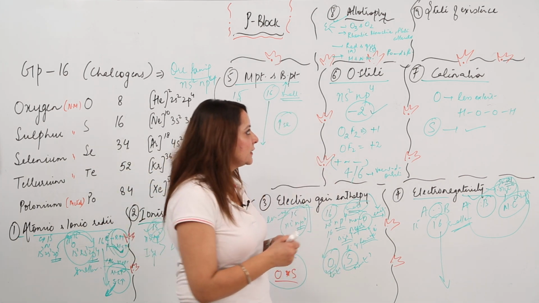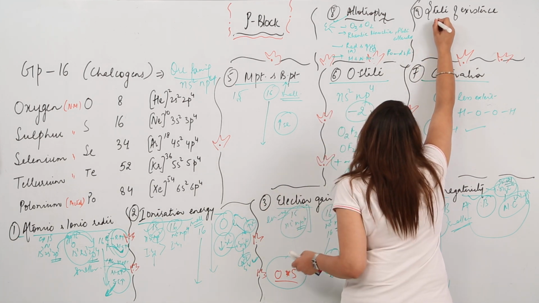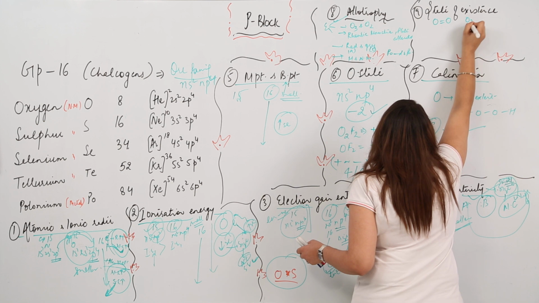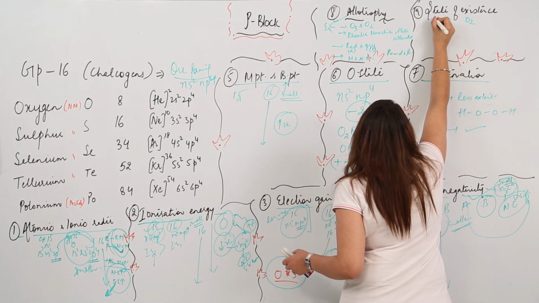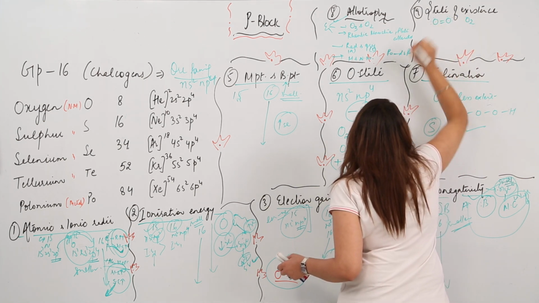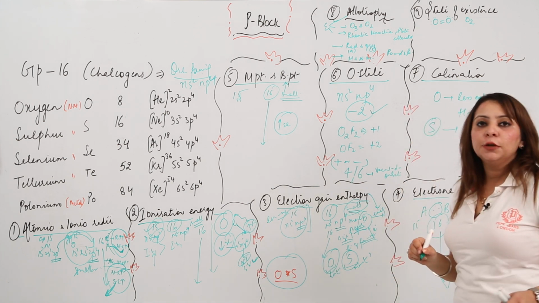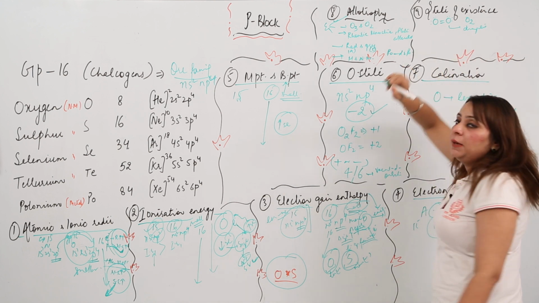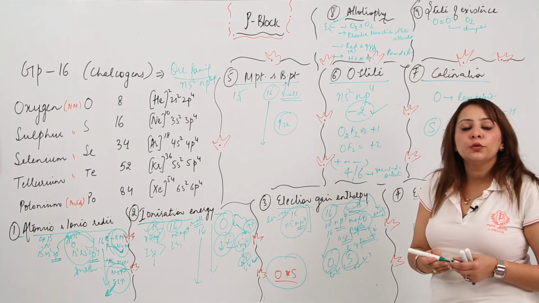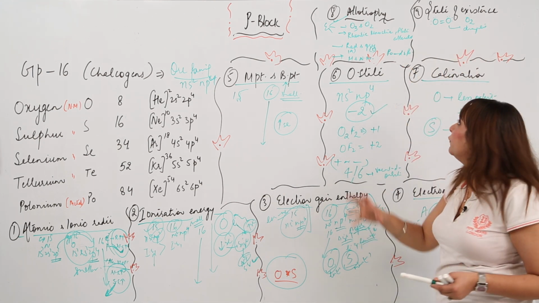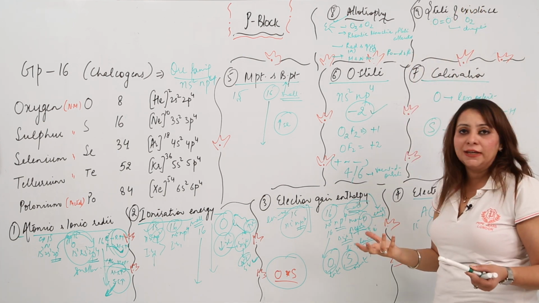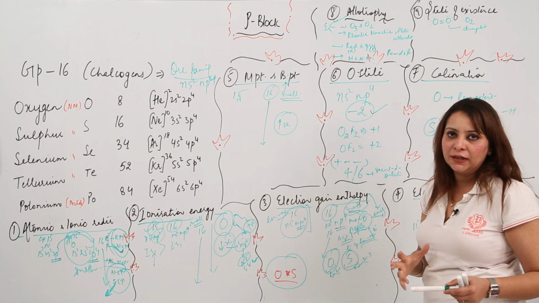Last is the state of existence. If we talk about oxygen, we know that oxygen exists in this form. It is a diatomic gas, O2, and the electrons are arranged like this. As you can see, it doesn't have any unpaired electrons, so we say it is diamagnetic. But experimentally, by molecular orbital theory, it has been proved that it is paramagnetic. But still, if you draw the structure like this, you will find that there is no unpaired electron, so it is diamagnetic.